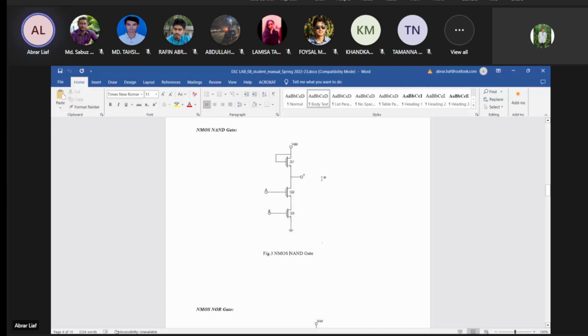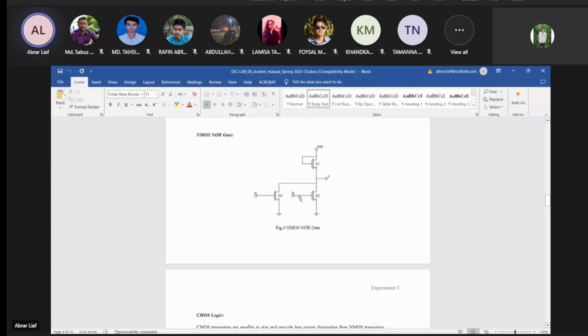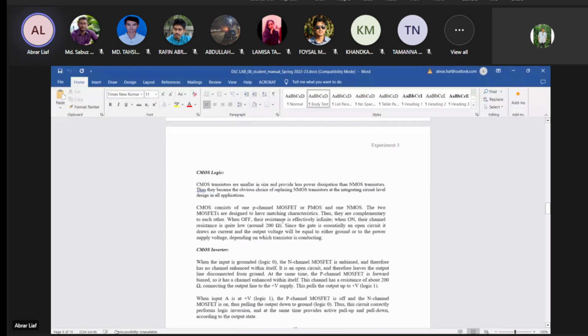And finally, you have your NMOS NOR gate over here. So this one is working as a NOR gate. You have two NMOSes, and these two NMOSes are connected in parallel to one another, with inputs A and B. From there, it goes to a common NMOS load, which is connected to a voltage supply, VDD, and your output. Okay. But our main focus is not NMOS.